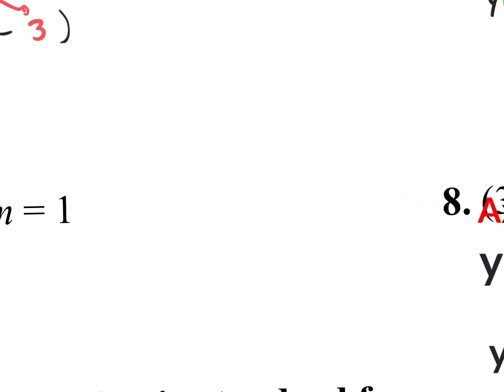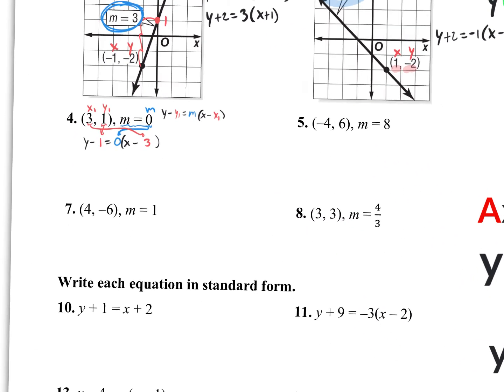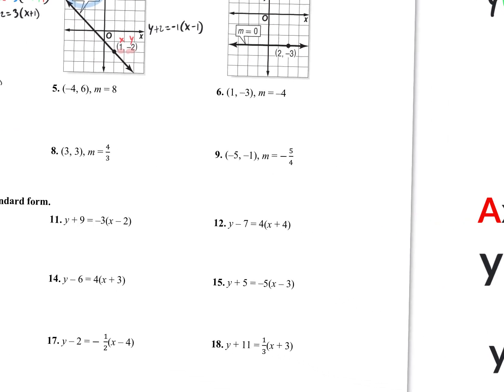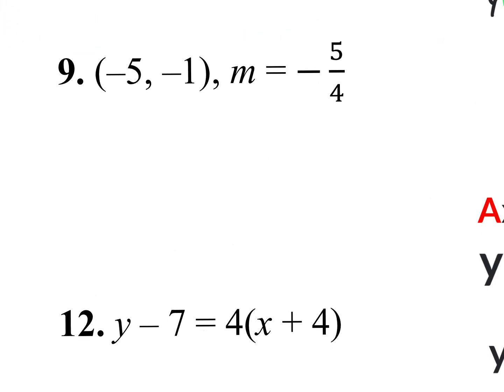Let's do another from this section. 5, 6, 7, 8, 9. Which one? 9? All right. Point slope form equation. y minus y1 equals m parenthesis x minus x1. Again, write it each time. That way you'll memorize it.